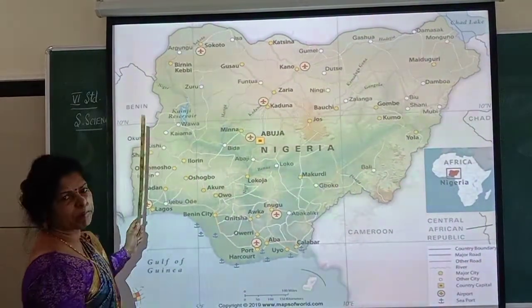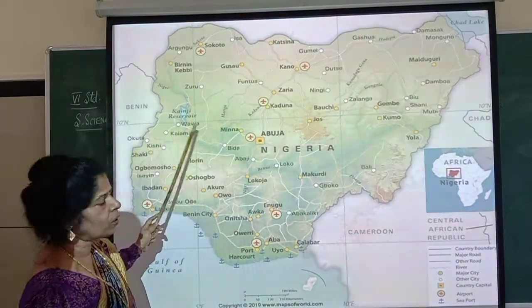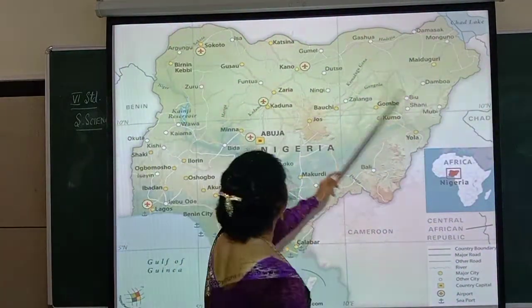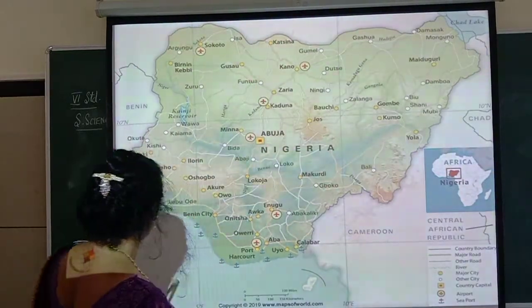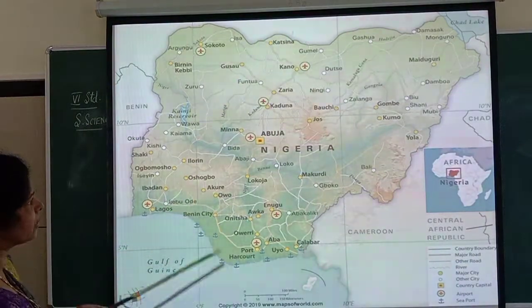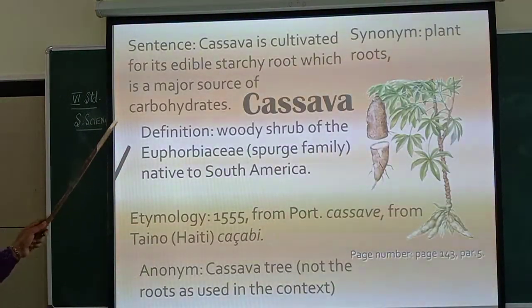So this is the map of Nigeria. You can see here, children, so many different places. Now different states are also present and you can see here Cameroon, Chad and Niger, Benin, all these things which come under location. You know about that, isn't it? So these are the different types.